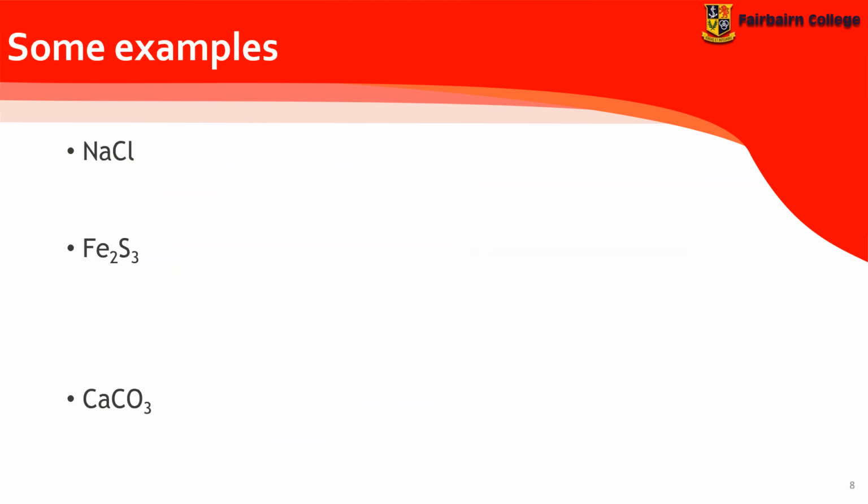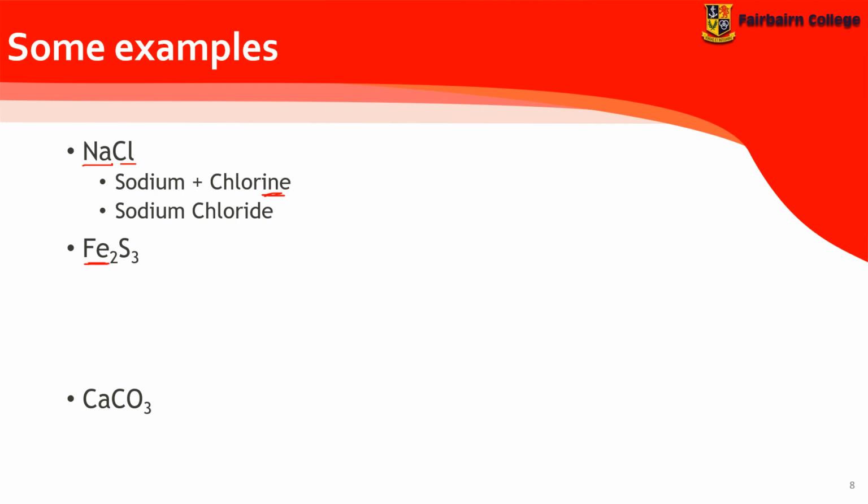Okay, so let's look at these three examples. The first one, we have Na and Cl, so that's sodium and chlorine. If we add those two names together, then the -ine changes to an -ide, and it becomes sodium chloride.